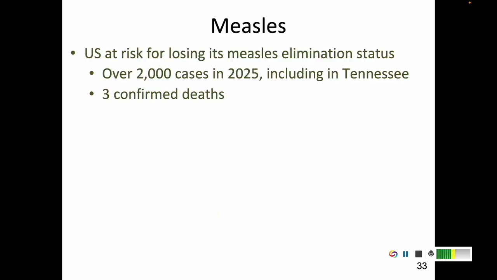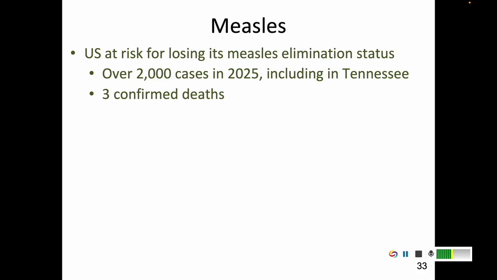Measles is one that is very relevant right now. So the United States had a measles elimination status. That means that we were not seeing cases of measles in the United States because the United States had successfully vaccinated most people in it. But in the last year, in 2025, we had over 2,000 cases of measles in the United States, including cases here in Tennessee, and 3 confirmed deaths in the United States. So we are now at risk of losing that measles elimination status.